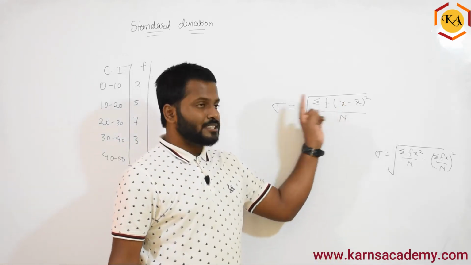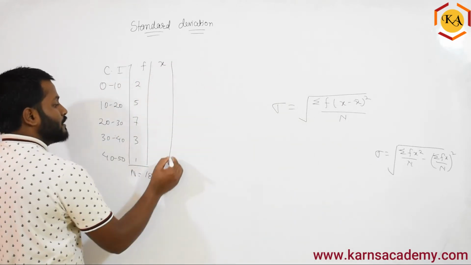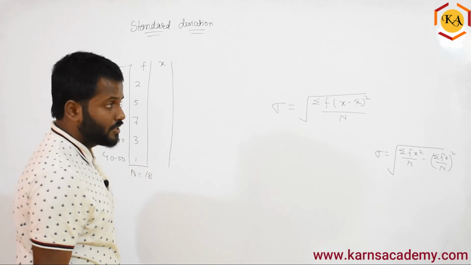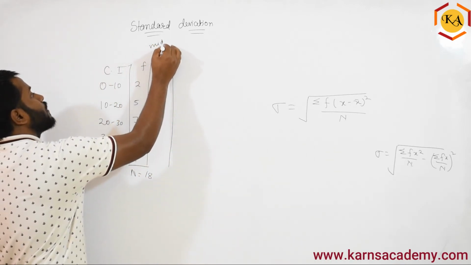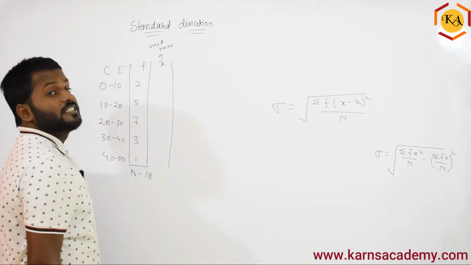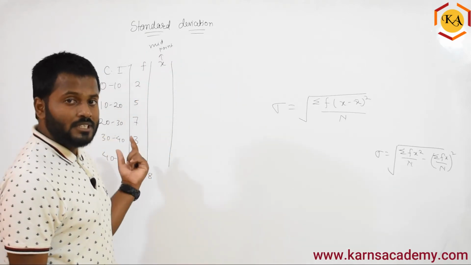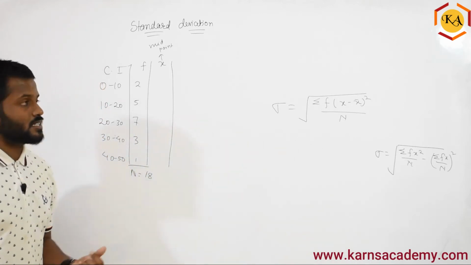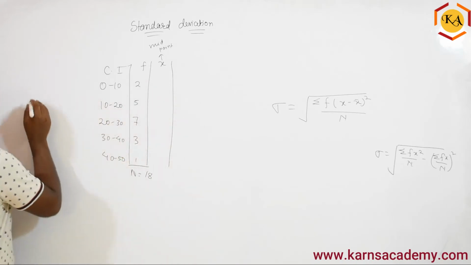So you need x bar. To find x bar, first you need x. Now what is x? Whenever the class interval is given, it is a midpoint, right? So x is nothing but midpoint. Suppose if it is discrete data, directly x and f would have been given, and you can continue from here. Whenever continuous data is given, one extra step you have to do, which is nothing but finding x. So 0 and 10, what is the midpoint? What is the midpoint formula?